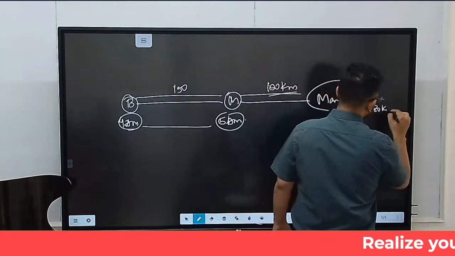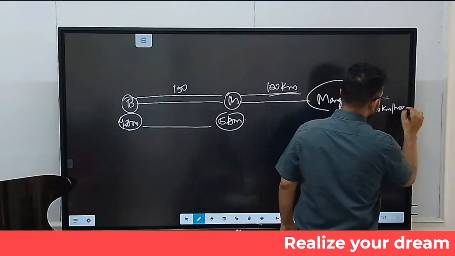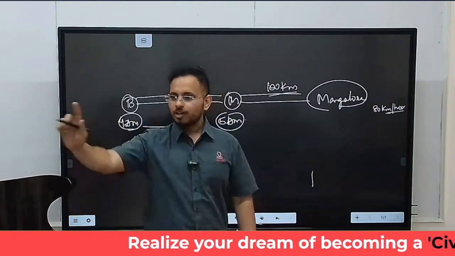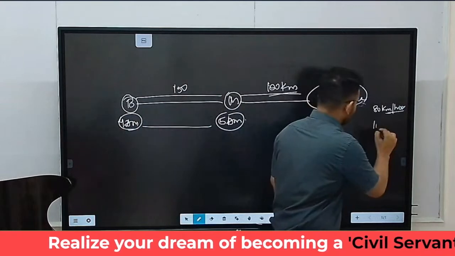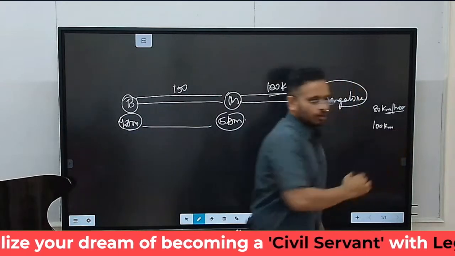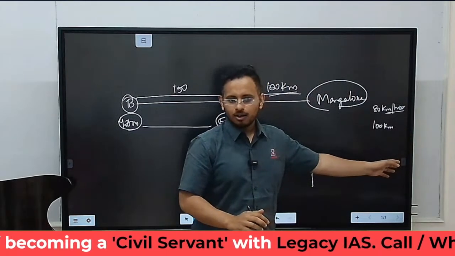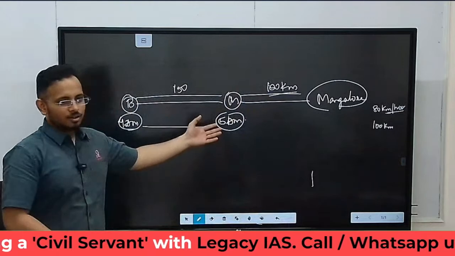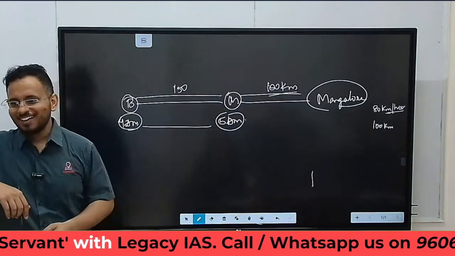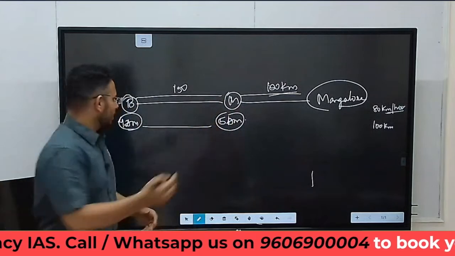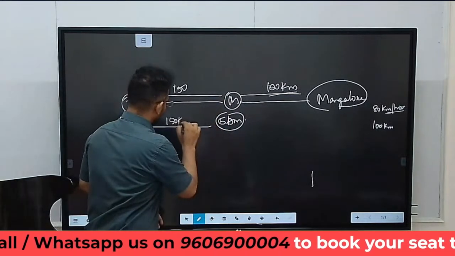80 kilometers per hour. What does this mean? In 1 hour, you can travel 80 kilometers. What if it is 100 kilometers per hour? What is 150 kilometers per hour? That's what you did here. If you can travel 150 kilometers in 1 hour, the speed is 150 kilometers per hour.